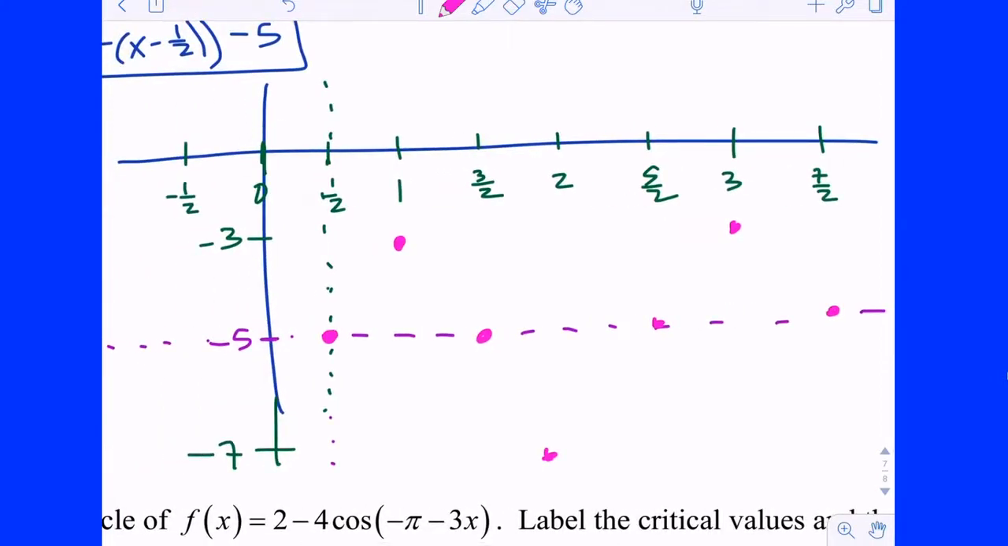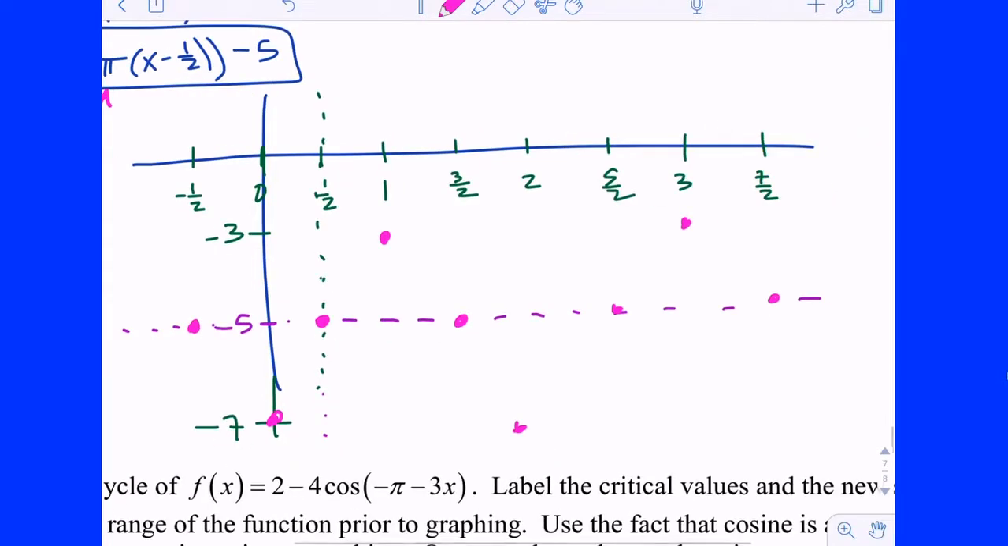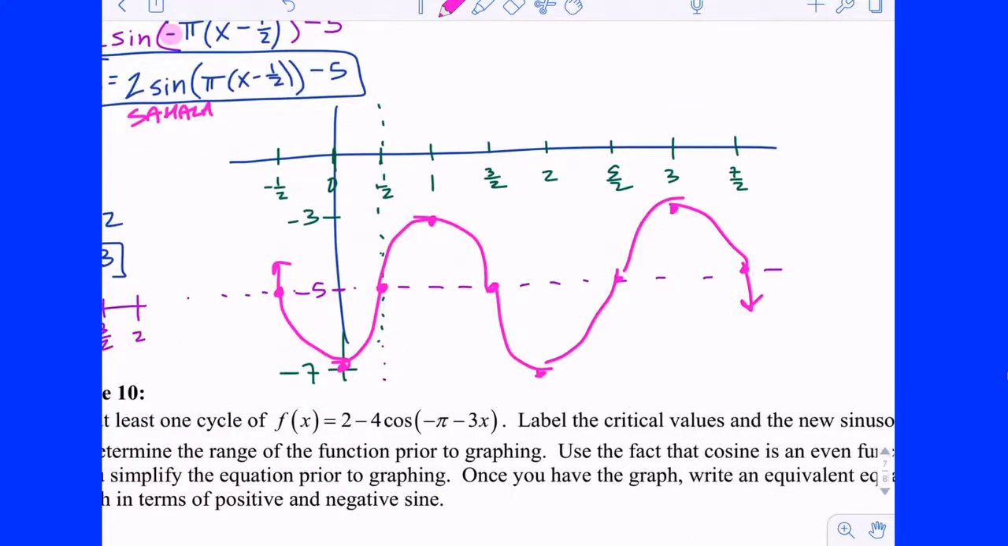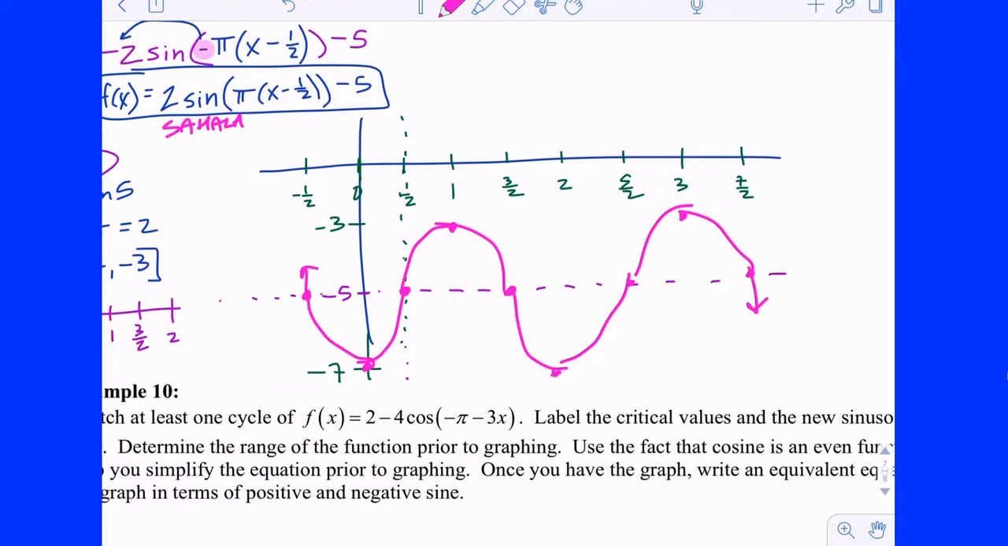Is 0 still a critical value? Yep. So as we work backwards, we hit a low point at 0, -7, and 1 point to the left, we hit an axis. We connect the dots with our quarter cycle arcs to make it look pretty. We put a little arrow at the end to show that it keeps on keeping on. And there you go, there's your graph. That's about as detailed as you need to be.